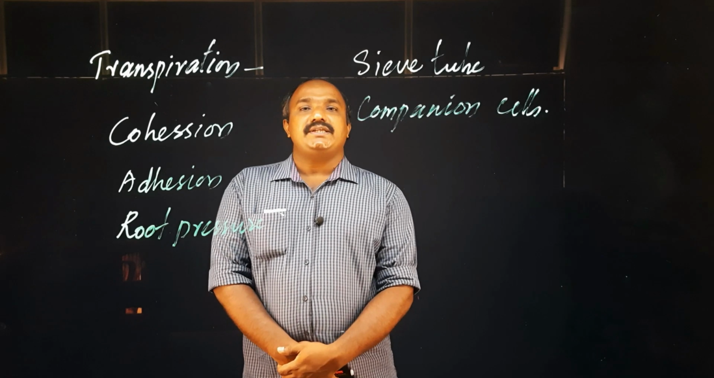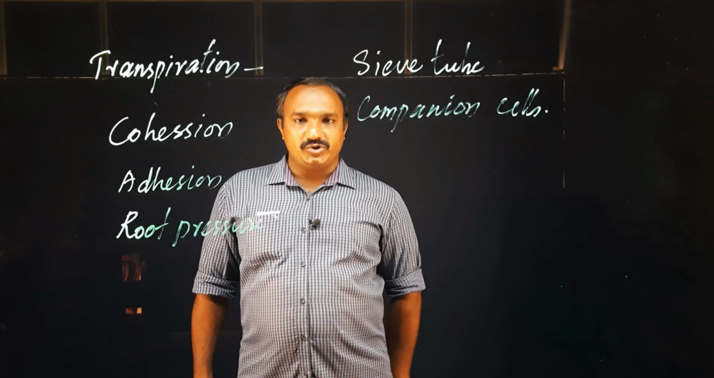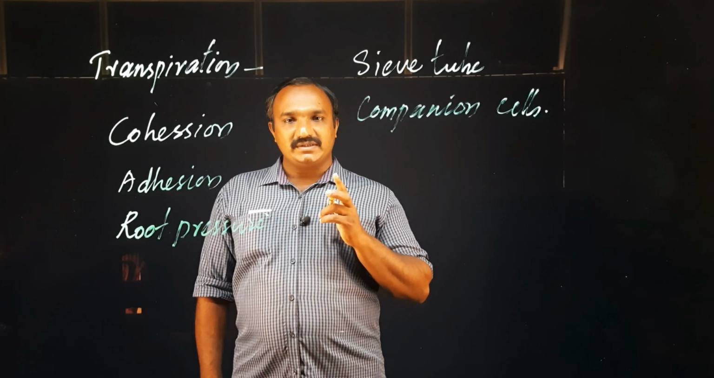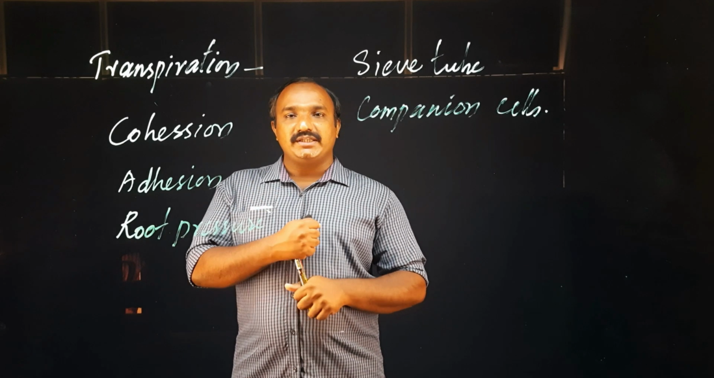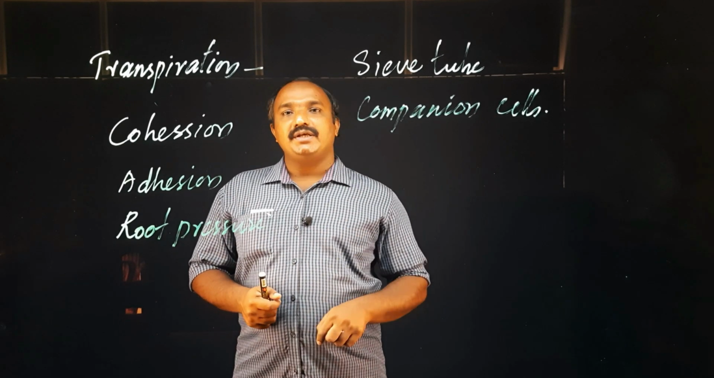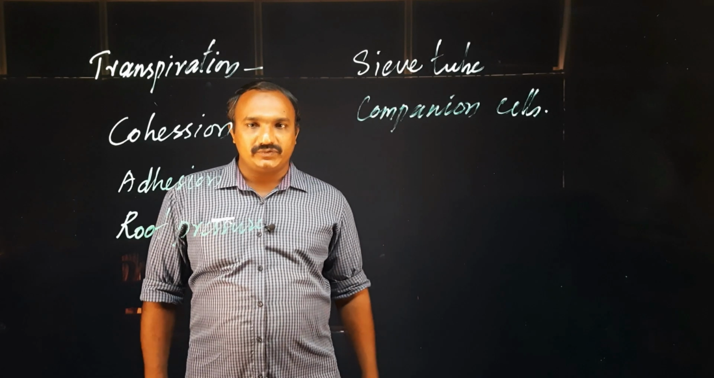So transportation is there with the help of xylem tissue and phloem tissue. In the case of phloem tissue, it is through the sieve tube. Sieve tube has a cell wall, and when they combine together, through the holes of the cell wall, the cytoplasm joins, and through that the food materials also can be passed to all parts of the plant.